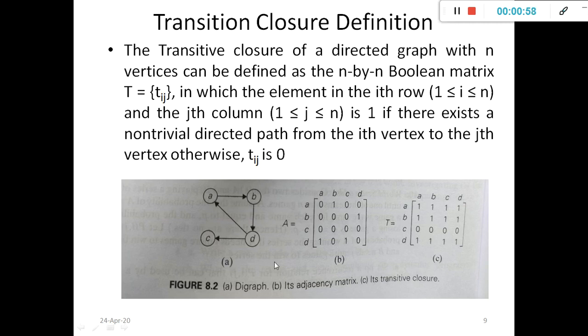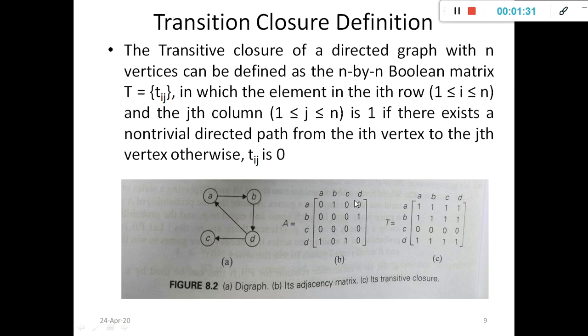The diagram below shows one directed graph. First convert this directed graph into its adjacency matrix, and from this adjacency matrix you can generate the transitive closure. For example, in this given directed graph 4 vertices are there, a, b, c and d, with the connected edges. From these connected edges generate its adjacency matrix. The adjacency matrix for these 4 vertices is a 4 by 4 matrix.